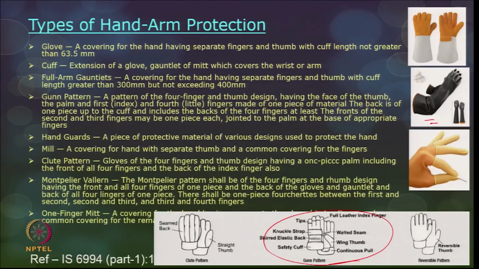Clute pattern. So, clute pattern is something like this: gloves of 4 fingers and thumb design, having one piece palm, including the front of all 4 fingers and the back of one index finger also. So, it is like continuous strips like that.